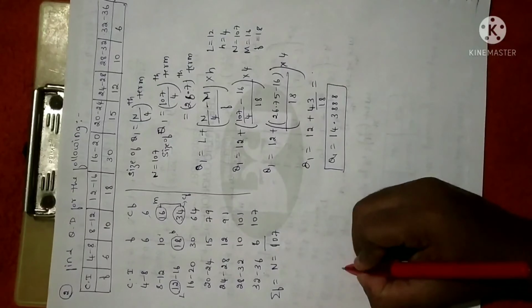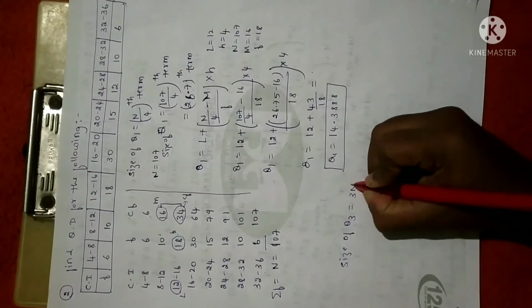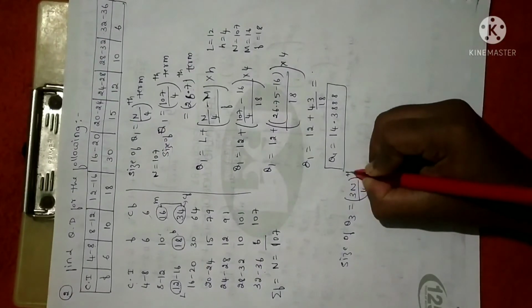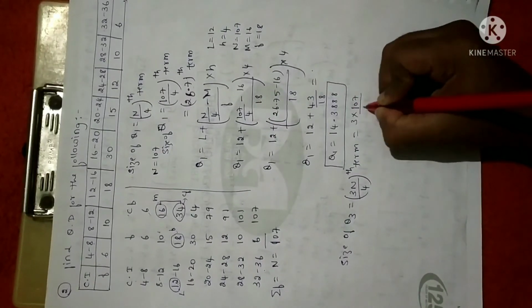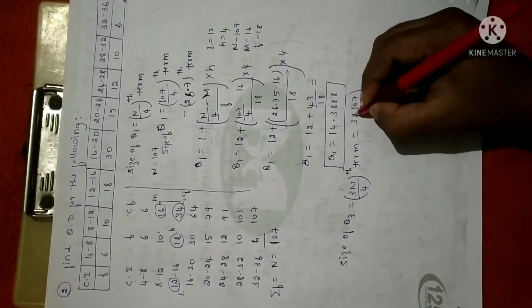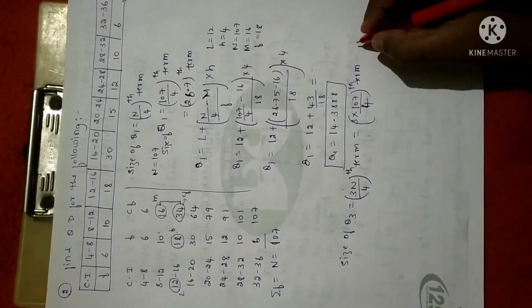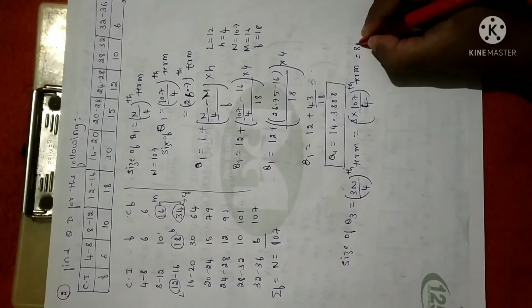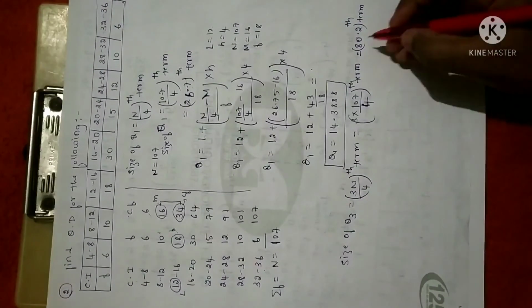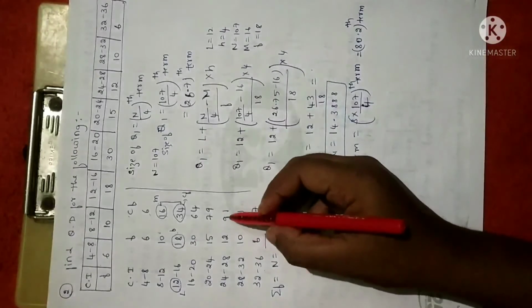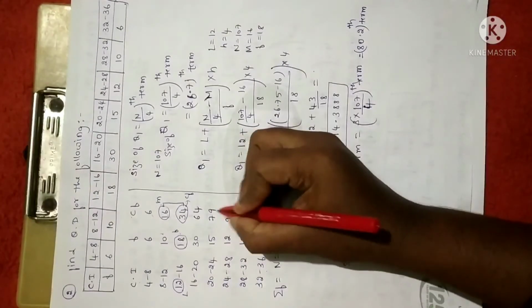Next we have to find Q3. I'll just write here. Size of Q3 is, as usual, formula 3 by 4th nth term. So when you substitute, you will get 3 into 107 divided by 4th term. Fine. So after simplification, you will get it as 80.2th term. Clearly 80.2 lies between which value, you can just see here. It lies between 79 and 91.